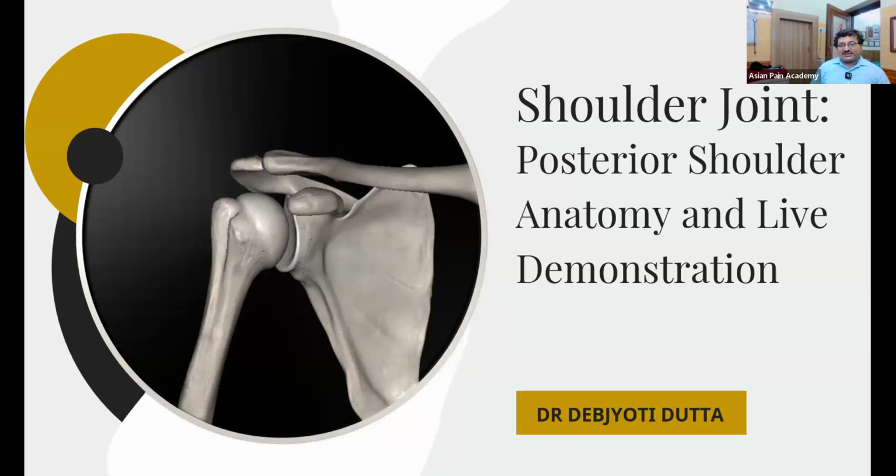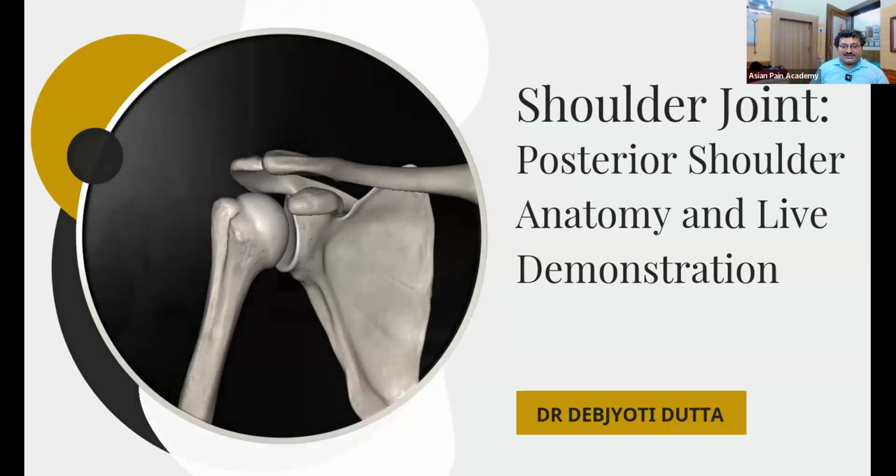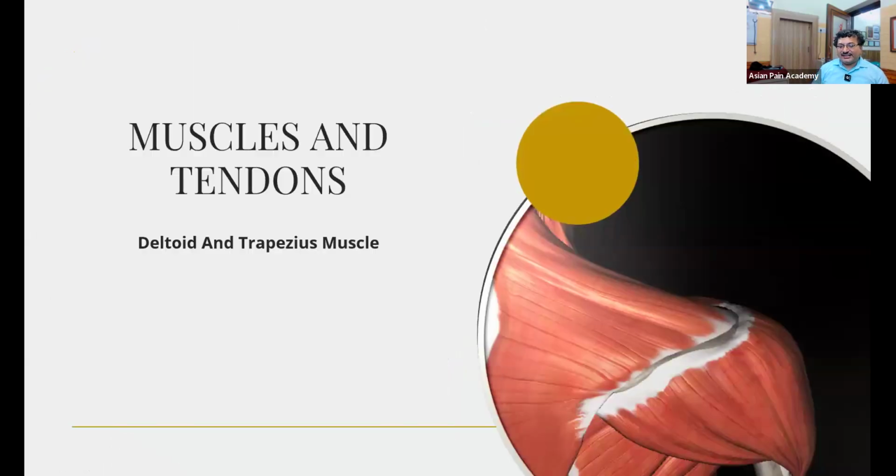So let us start with the posterior shoulder anatomy and demonstration. Okay, fine. So in the posterior shoulder, we have the scapula, we have the humerus, and the scapular spine is there in the posterior part. So let us see what are the muscles and tendons around.